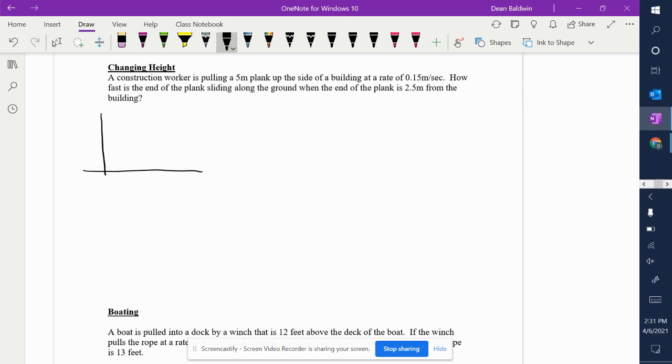Vertically. So we have a 5-meter plank. Here's our 5-meter plank. Does that change? No.